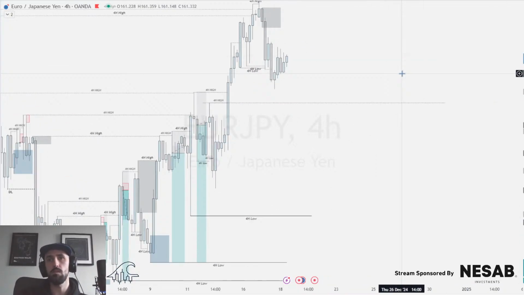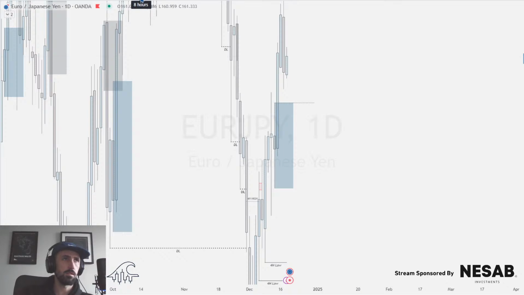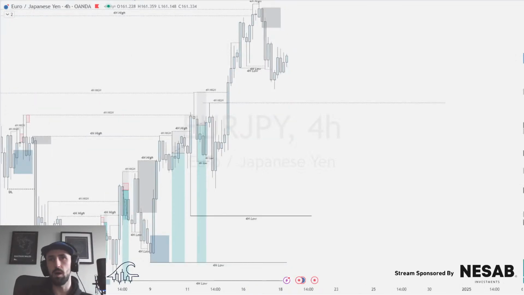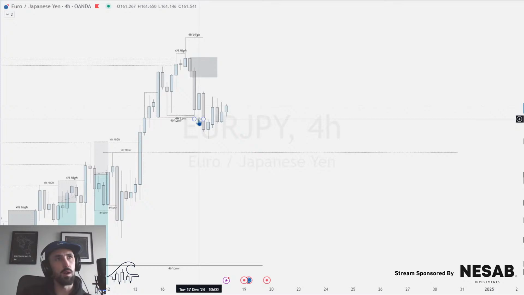Now I believe, I don't know why this is shaking constantly. There we go. I believe we're bullish on this, right? Yes. So using the same biasing here, we can see that we ran a 4-hour low.